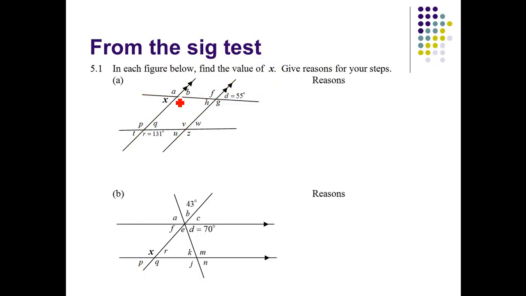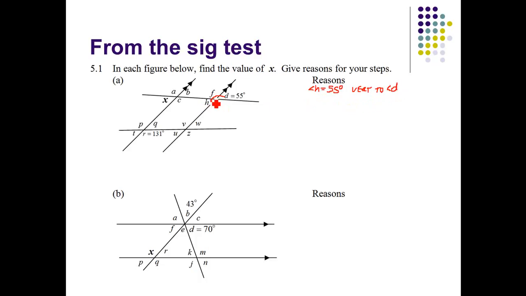I'm trying to get to x, but now again, I want to use this line and then these two parallels. So I'm looking at the upper half. To get to x, I could do all kinds of different things. One of the easiest is to use the idea of vertical angles. D and H are vertical. So I could say angle H is equal to 55 degrees. My reason is it's vertical to angle D.